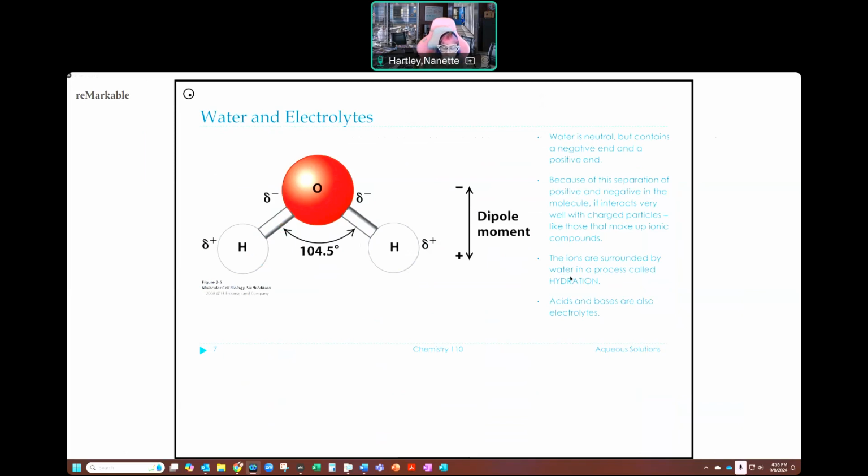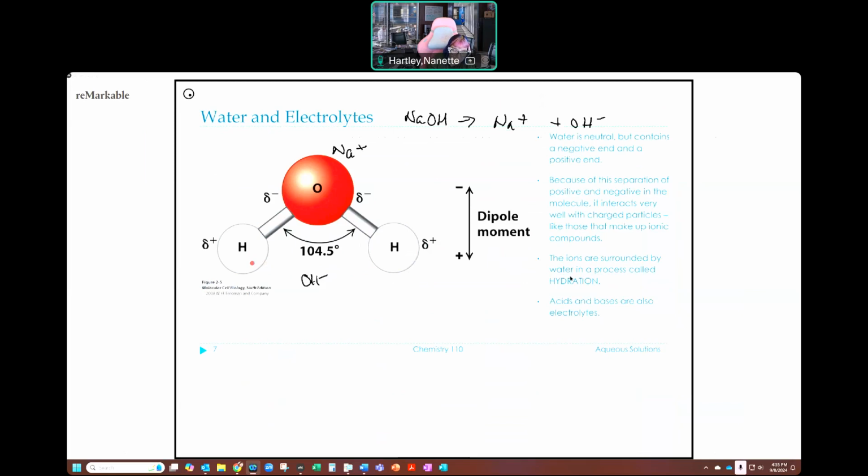So if I put something into solution that can come apart, like sodium hydroxide, which is made of NaOH, that NaOH can become an Na plus and an OH minus. And that Na likes to come hang out over here by the negative end, and the OH minus likes to come hang out over here by the positive end, right? And so that interaction is favored because of this partial charge.